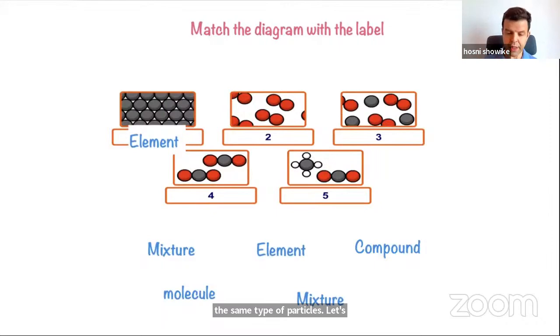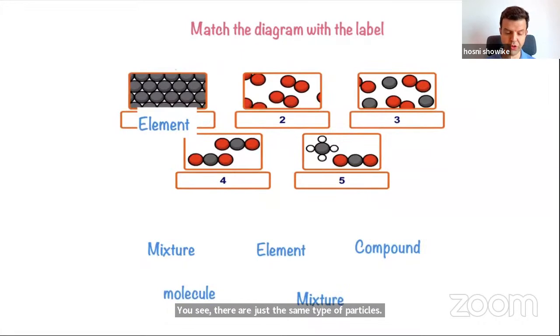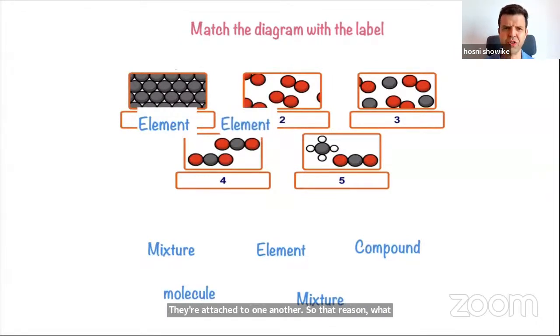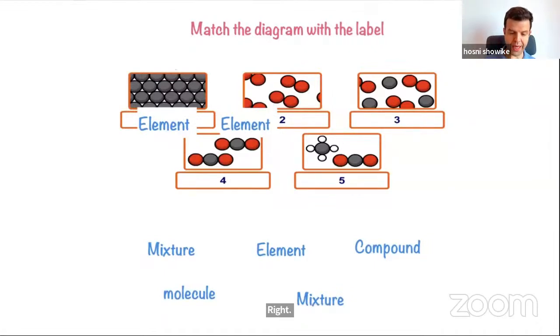Let's try number two. Do you see what number two is? They're identical, just the same type of particles. So here, I'm allowed to use the word element again. But do you see that those two particles are joined? They're attached to one another. For that reason, what else can I call this second diagram? Can someone suggest another way of calling it? Let's try Mr. Ahmed. Yeah, I can also call it a molecule. Reason? Because the identical particles are attached to one another.